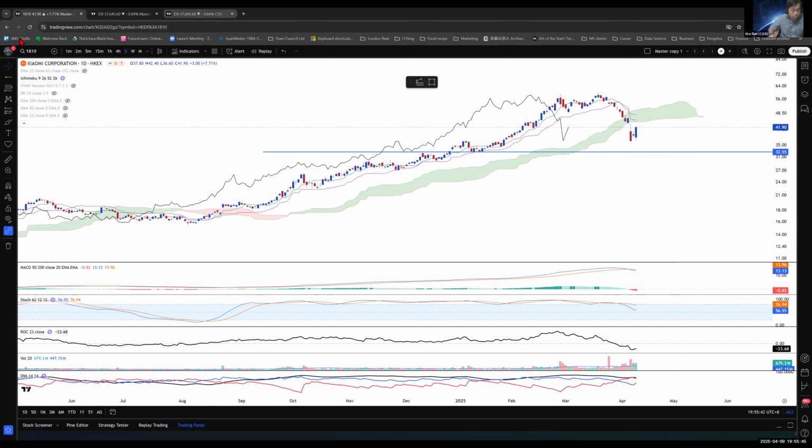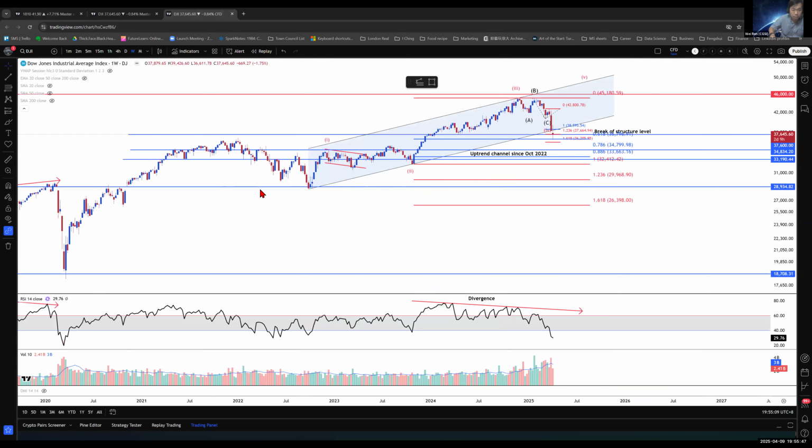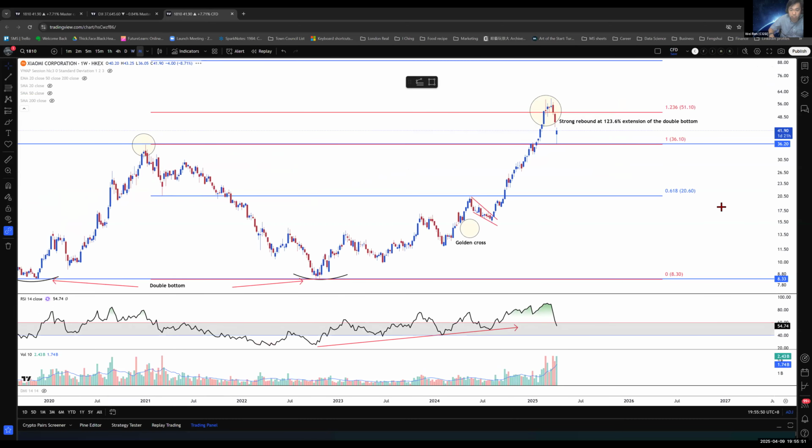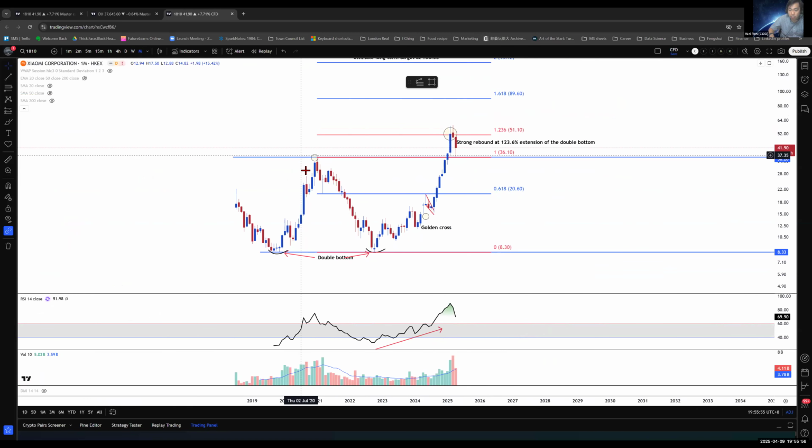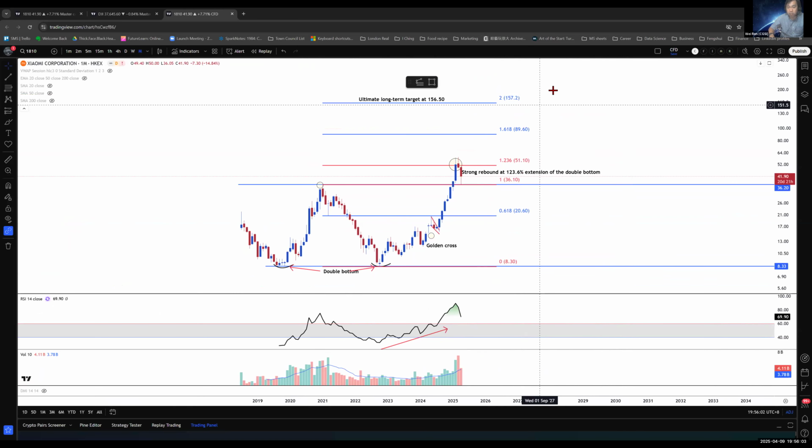If you look at Xiaomi on the longer scale data, I think I'm looking at a long-term play. All right, if it stays sustainable, which at the moment it does at 36.2 or can go lower, I'm looking at an ultimate long-term target at $156.50. Actually, it's $157.20. So how do I derive this? I think it is the 1:1 target of the double bottom itself. All right.